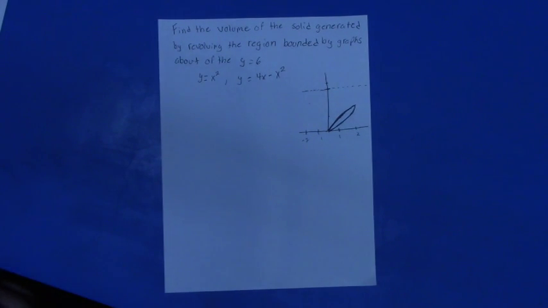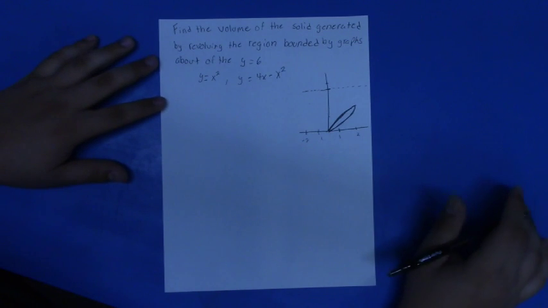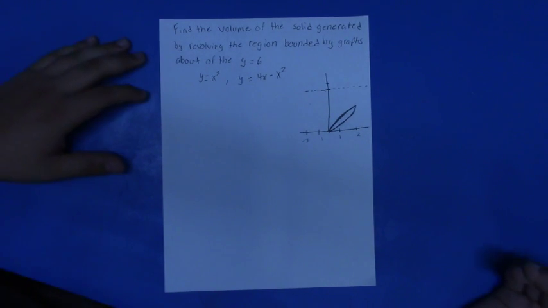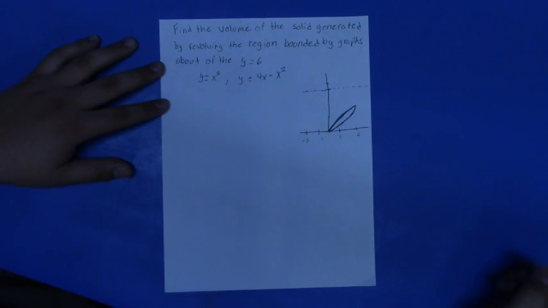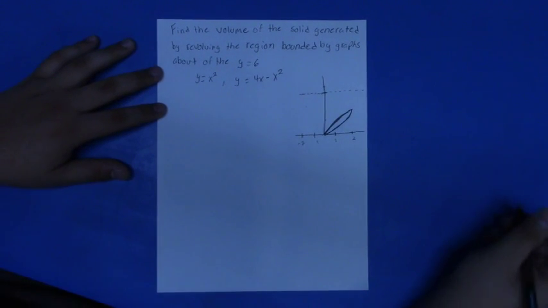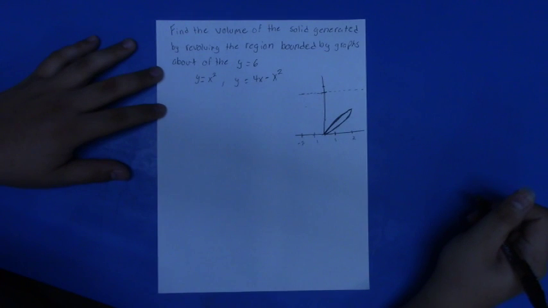Alright. For this problem, we need to find the volume of the solid generated by revolving the region bounded by the graphs about y equals 6. So we are given two functions, y equals x squared and y equals 4x minus x squared.